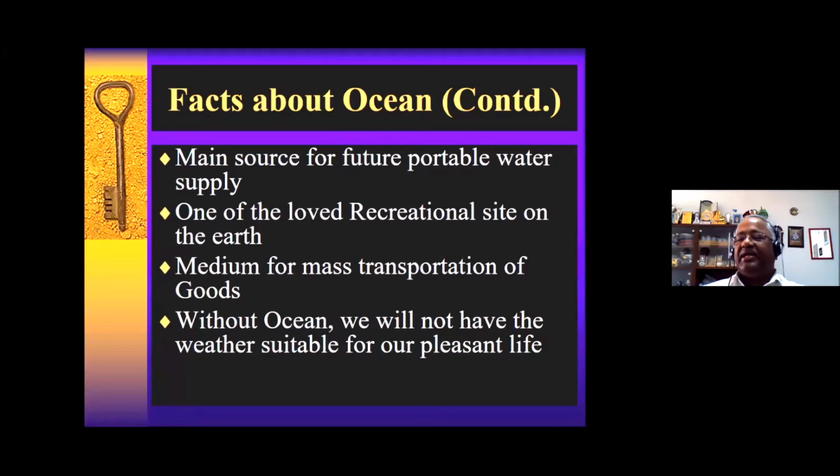Why am I telling you all these things? In every resource, ocean engineers play the biggest role. That is why I am telling you all these things.